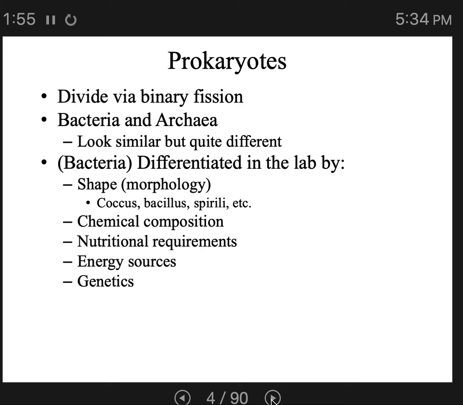Bacterial species can be differentiated in a lab by their shape, their chemical composition, what they require in terms of nutrients, what kinds of molecules they use as an energy source, and most accurately by their genetics. And I'm going to leave most of the discussion on laboratory identification to your micro lab, since that's pretty much all you do in micro lab is learn all the different ways that we have available to us to identify what microbe you're looking at in a petri dish. So this being the lecture, we'll talk a little bit more about the lifestyles of these microbes, how they cause disease, those kinds of considerations.